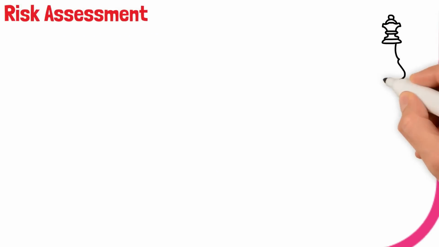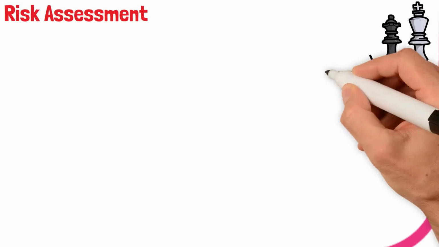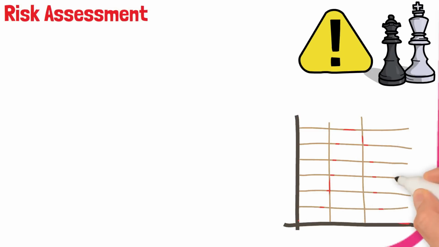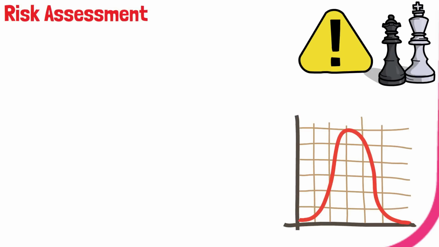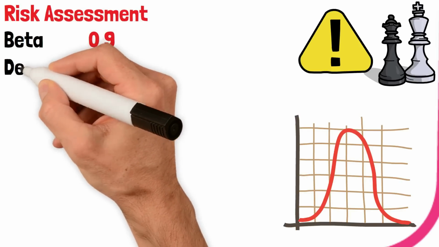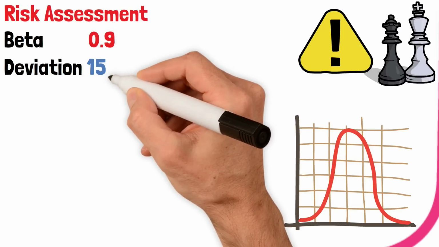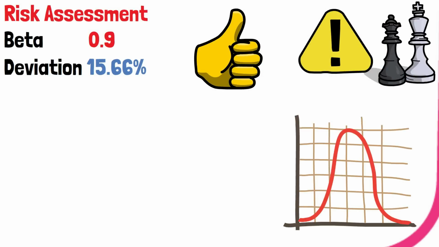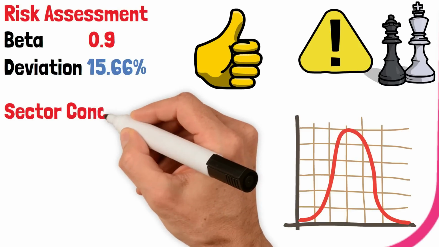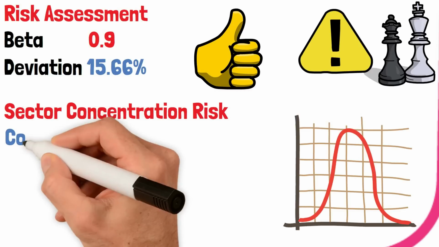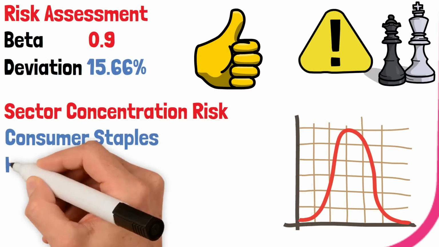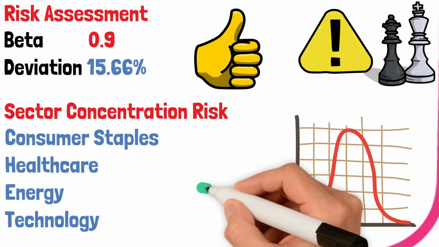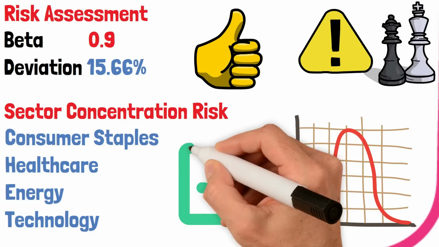Before implementing any strategy to target undervalued components within SCHD, we need to understand the risks. SCHD's volatility metrics show it's slightly less volatile than the broader market, with a beta around 0.9 and a standard deviation of 15.66% over the past 3 years. This relatively lower volatility is due to its focus on financially strong companies with consistent dividends. However, SCHD does have sector concentration risk, with significant allocations to consumer staples, healthcare, energy, and technology. Any industry-specific challenges in these sectors could impact SCHD more significantly.